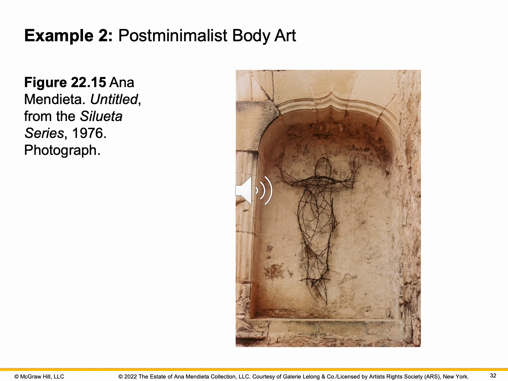Mendieta let her body become integrated into the location. In this case, a niche in the wall of a church. She arranged sticks in the shape of her silhouette as a temporary trace of her presence. The photograph of the stick silhouettes remains as the only evidence of her intervention on the location.